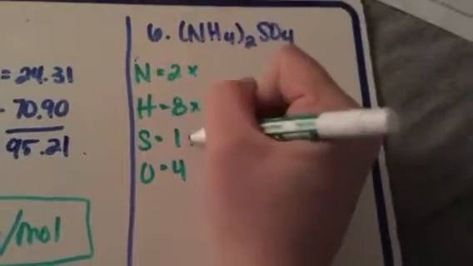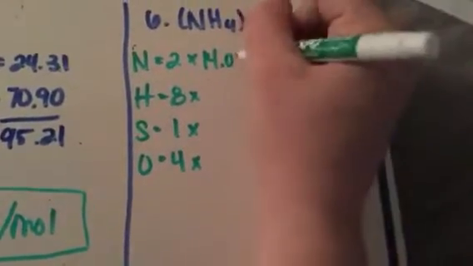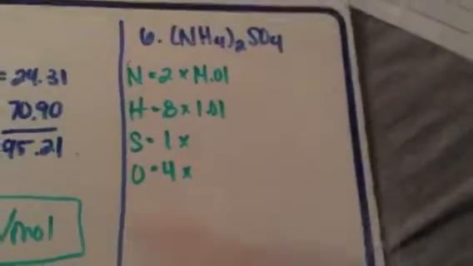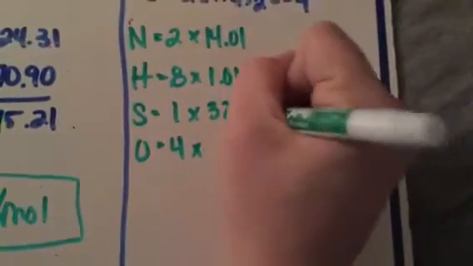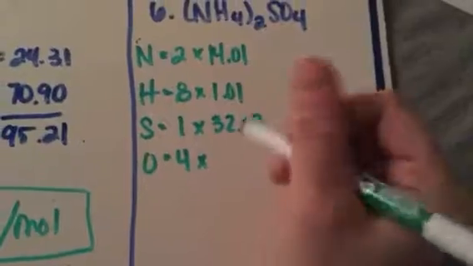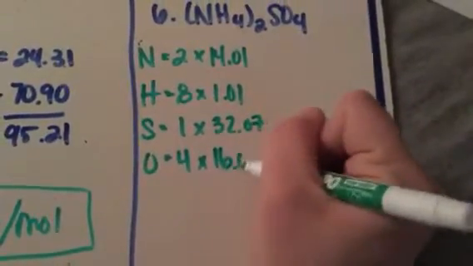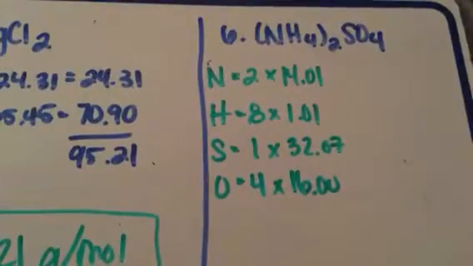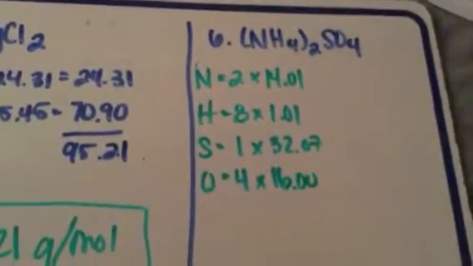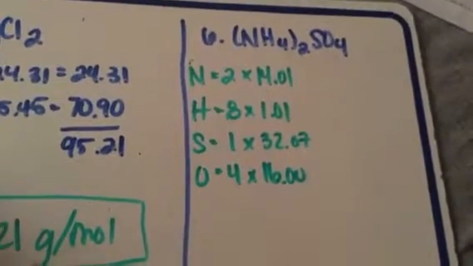Now we're going to go and find the atomic mass on the periodic table. Nitrogen's atomic mass is 14.01. Hydrogen's atomic mass is 1.01. Sulfur's atomic mass is going to be 32.07. And oxygen's atomic mass is 16.00. And literally, guys, I don't have a periodic table in front of me. I'm just pulling those numbers off of the internet, so you can do the same. So now we'll be multiplying those numbers in our calculator.